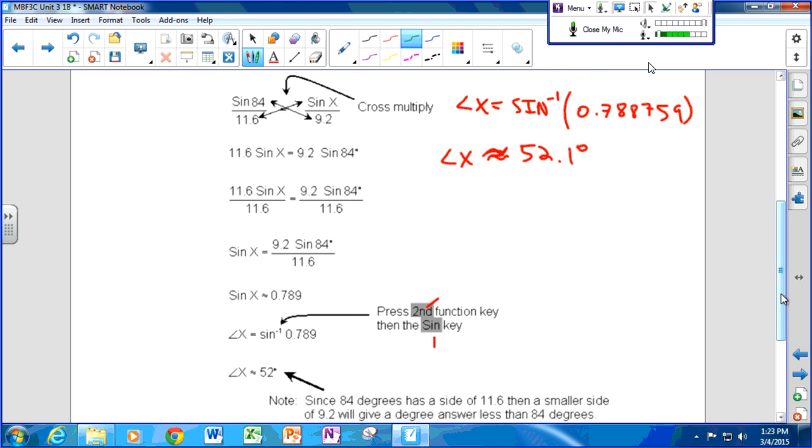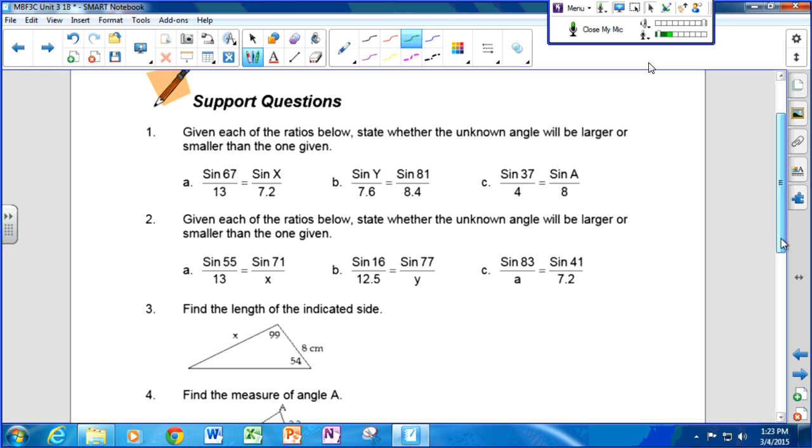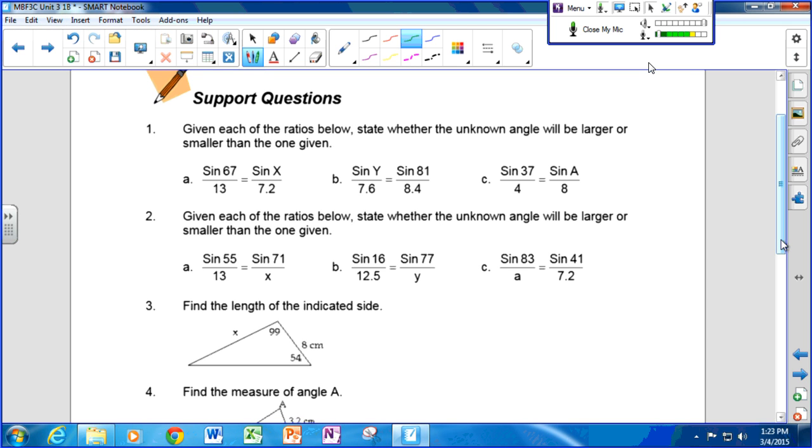All right, let's take a look here at some of the support questions, and we'll just try some of those. Okay, so given each of the ratios below, state whether the unknown angle will be larger or smaller than the one given. Keep in mind that the ratios are supposed to be about the same.